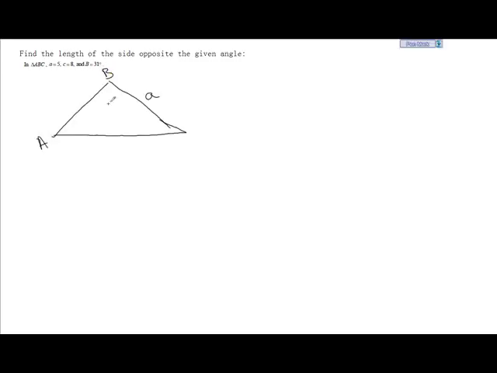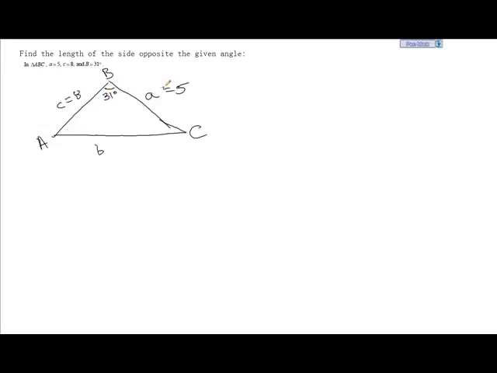If this is B, then this has got to be little b. And if this is C, then this has got to be little c. So we'll just label what we have. We know little a is equal to 5, so this length is 5. c is equal to 8, so this guy is equal to 8. And B is equal to 31 degrees. So we know that angle there.